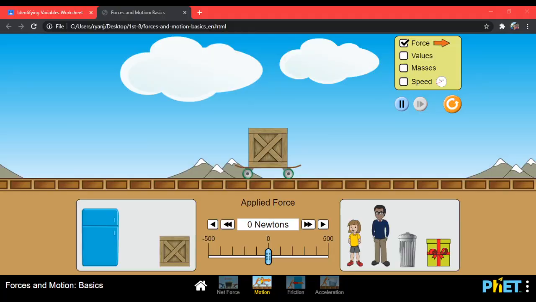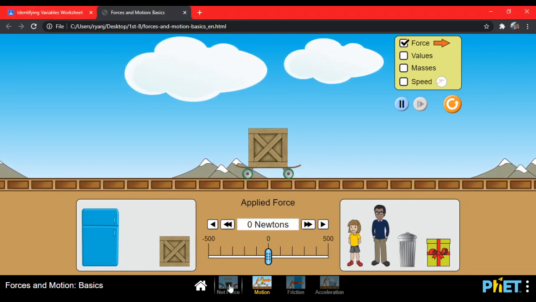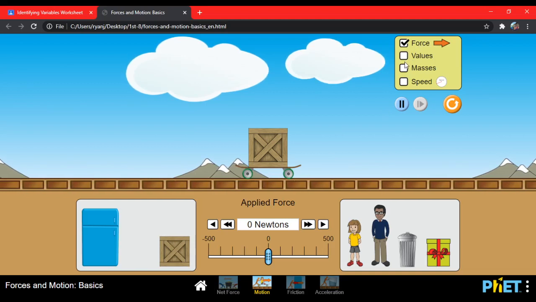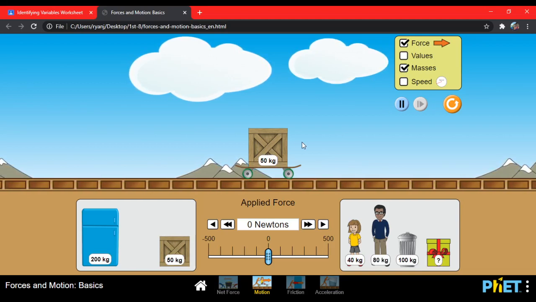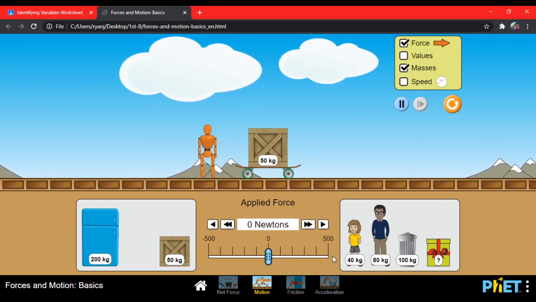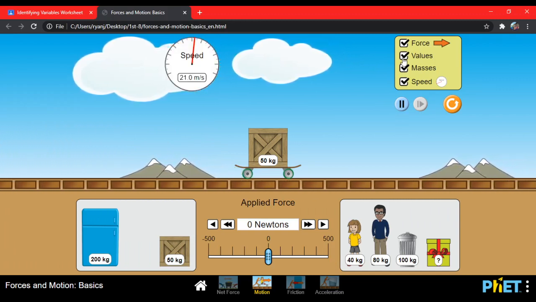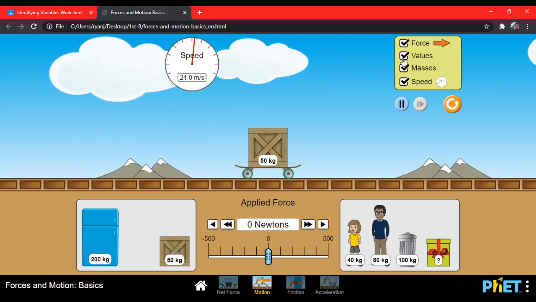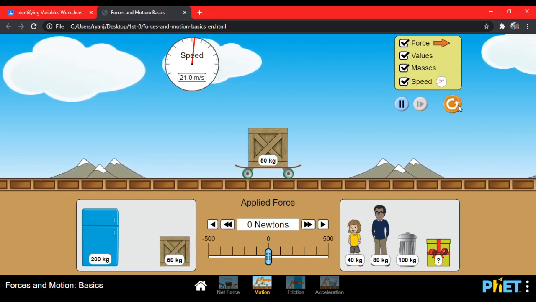So let's use again our simulation to better visualize what we are talking about. If the object has less mass, for example, this box has a 50 kilogram mass, and you apply greater force on an object which has smaller mass, what is the speed of that? So let's put a value. That is 21 meters per second. Let's reset this one again. Take note of the speed.